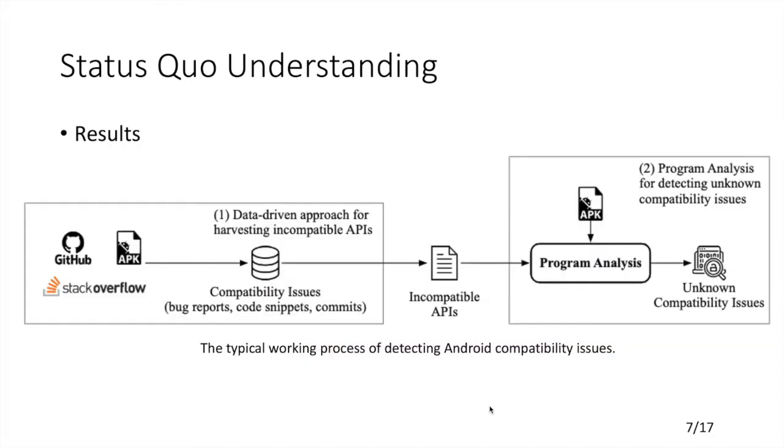We carefully read the full papers to understand how each of their automated issue detection approaches is implemented. The common working process could be split into 2 steps, including a data-driven approach for harvesting incompatible APIs and program analysis for detecting unknown compatibility issues. The output of the first step will be a list of incompatible APIs, which will be taken as input to the second step.